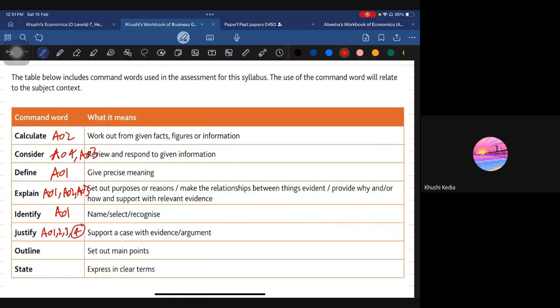Okay, outline. AO1 and AO2. Yes. If you have to outline from the case, it would have a mixture of AO2 as well. Very good. Good thinking. So state. State would be AO1. Very nice.